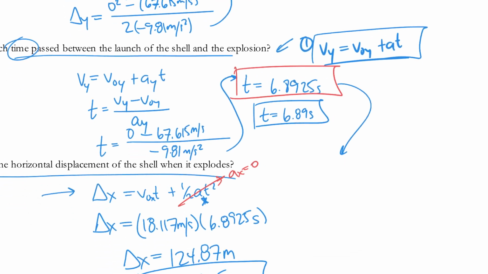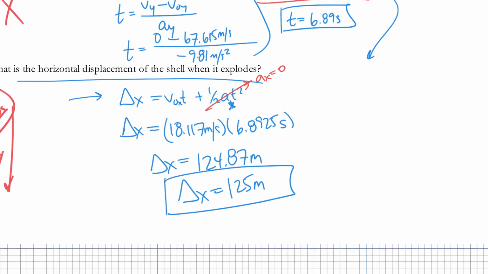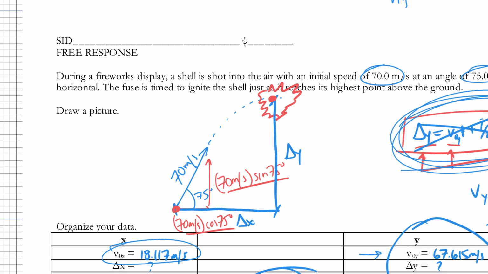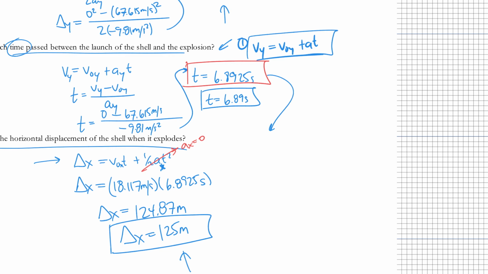How far up did it go? 233 meters. It went to the right 125 meters. Interesting. So more up than to the right, which was to be expected given the steep angle we started with. However, gravity was working against it in the vertical, so it didn't go a ton higher, but higher. If you zoom out, that's the work we've done.